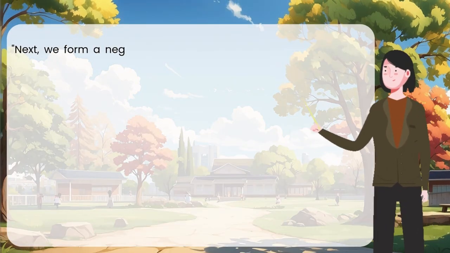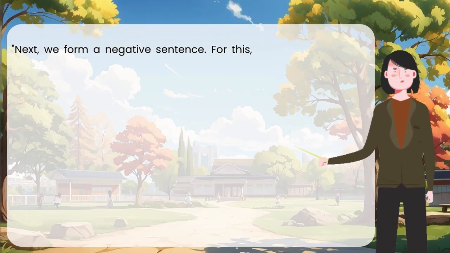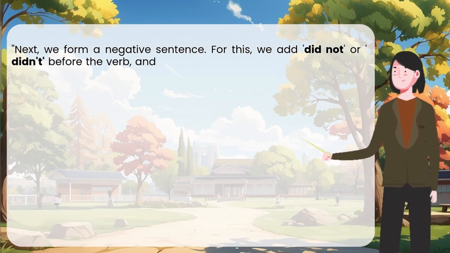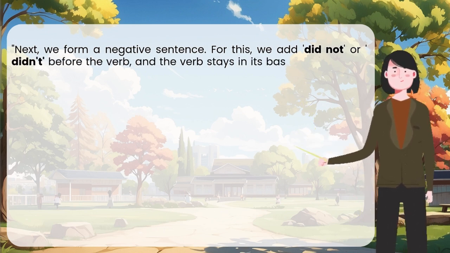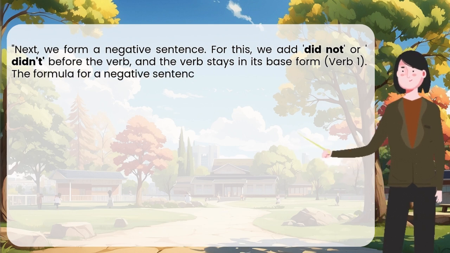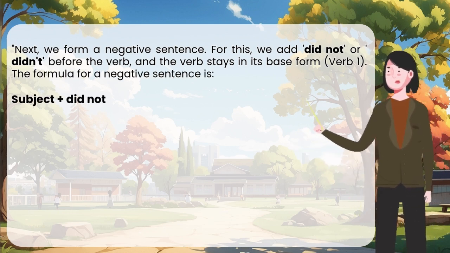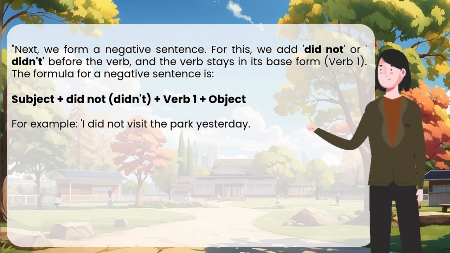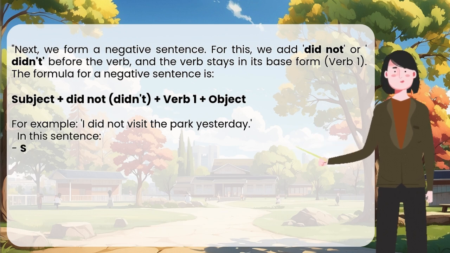Next, we form a negative sentence. For this, we add did not or didn't before the verb, and the verb stays in its base form, verb 1. The formula for a negative sentence is subject plus did not or didn't plus verb 1 plus object. For example, she did not visit the park yesterday.